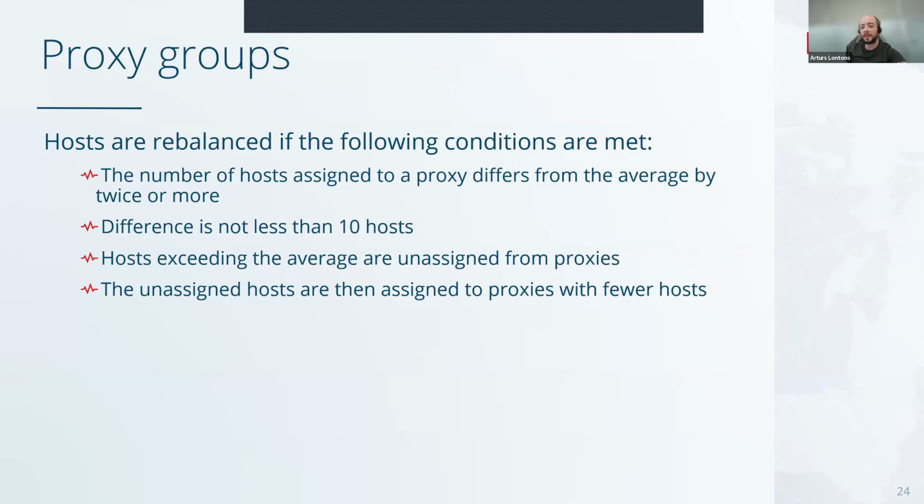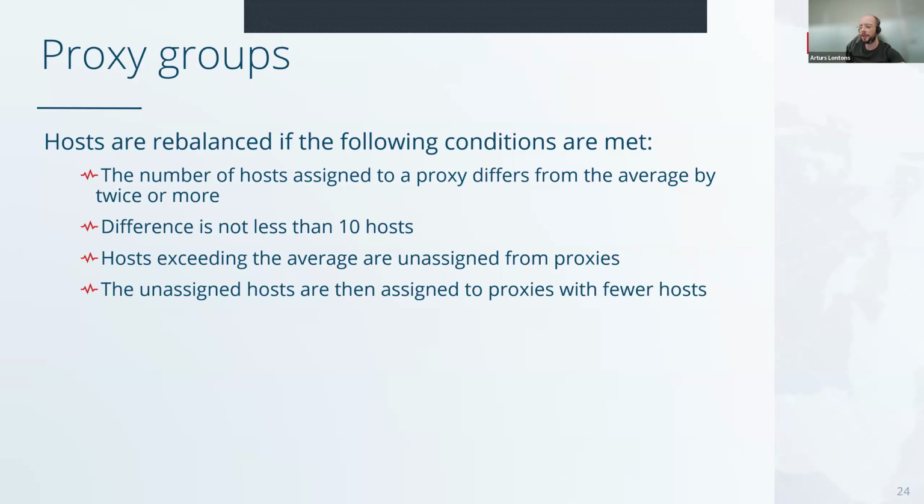And yes, load balancing is done based on the number of hosts, right? So we balance based on the number of hosts across proxies in a proxy group. Hosts exceeding this average number are unassigned from proxies and then reassigned to proxies with fewer hosts. So this logic is implemented as to not have hosts being constantly rebalanced across your proxies, right? We don't want hosts being thrown around every second across proxies in a group.